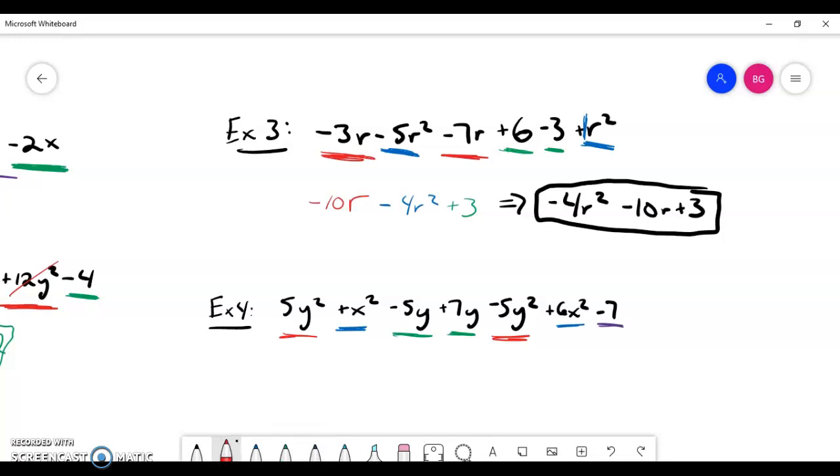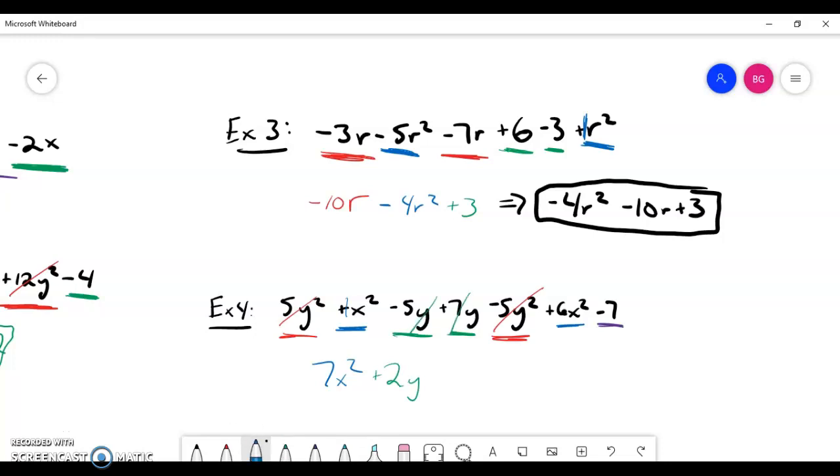5y squared minus 5y squared. Hey, that's 0. Those are now gone. So my y squareds are eliminated. There's 0y squared. We don't have to write that anymore. Then I have a plus 1x squared and then a plus 6x squared. That makes 7x squared. And then I have, in my green, my y's, I have negative 5y plus 7y. That makes plus 2y.